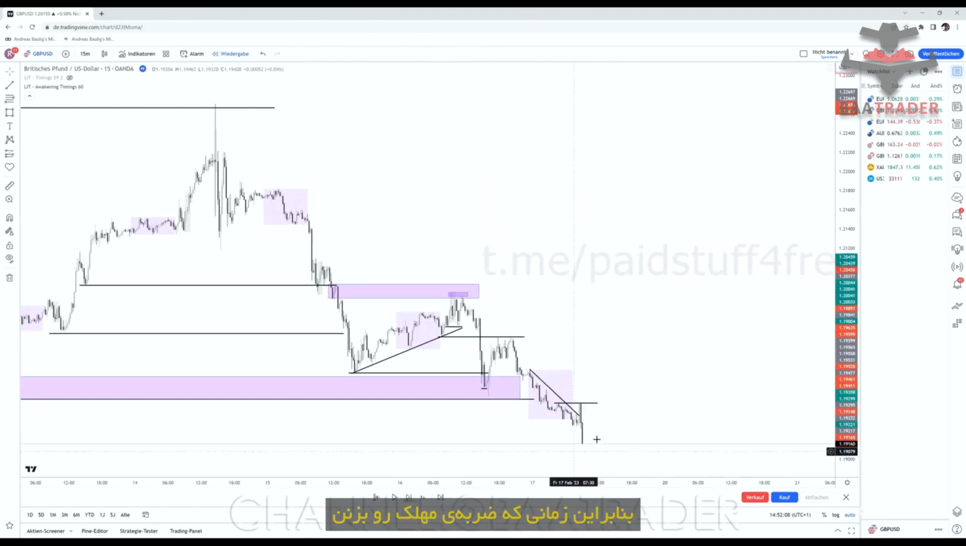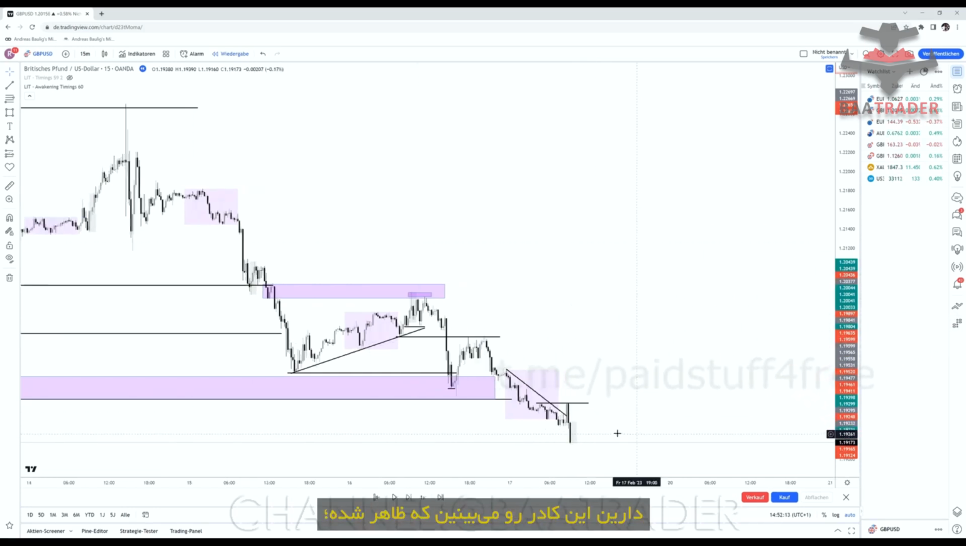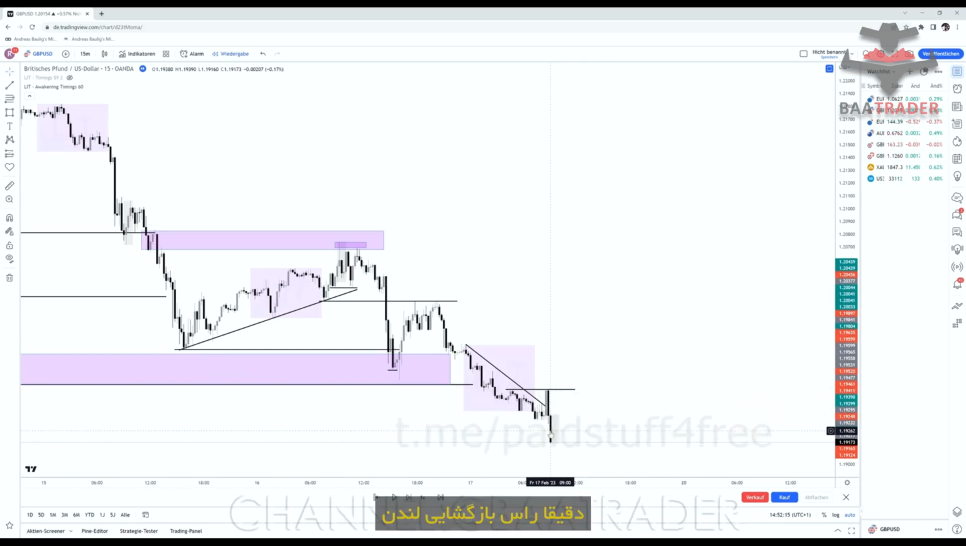So if they give the death blow, boom, with momentum, what's the perfect time it should happen? You already see the box appearing. London open to the absolute minute. Are you freaking kidding me? Right? So that's when the trap is done.